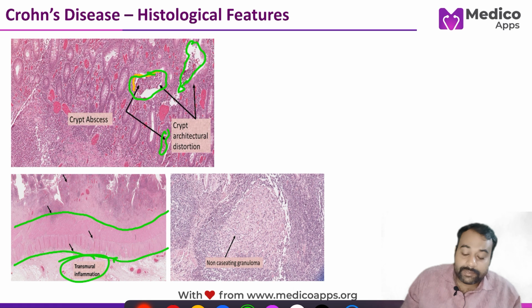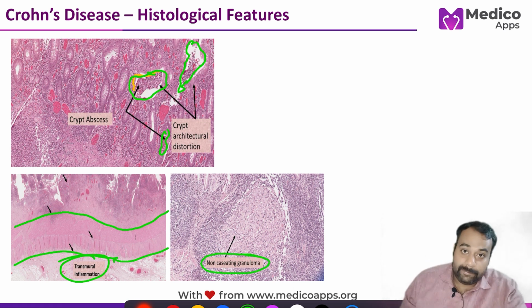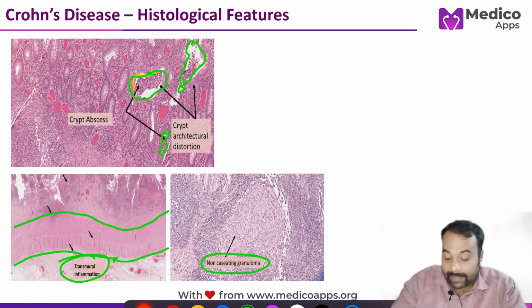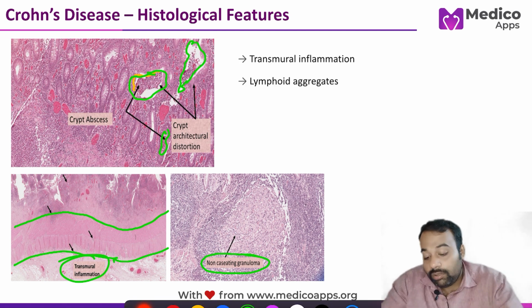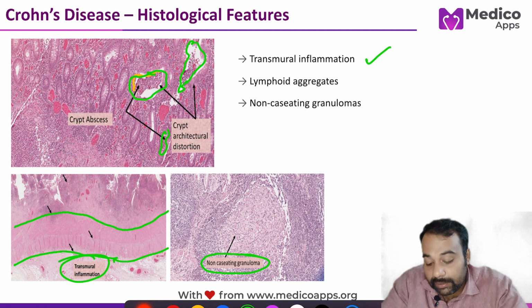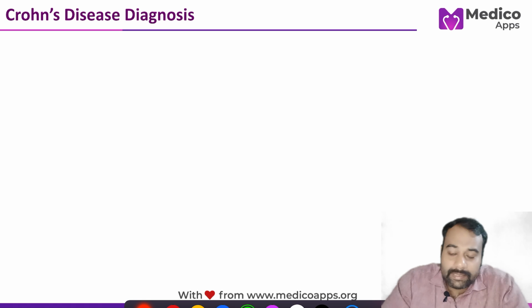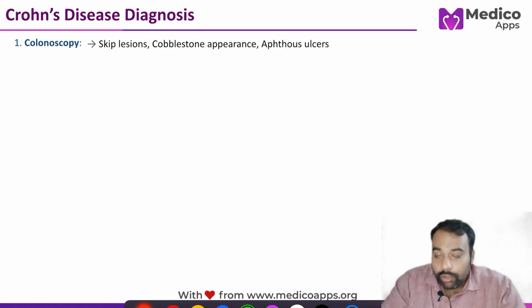Also, there is a presence of non-caseating granulomas. So number one, there is a transmural inflammation, there is a lymphoid aggregate, there is a non-caseating granuloma, and also there is a crypt distortion, and there are architectural irregularities that will be seen in case of Crohn's disease.